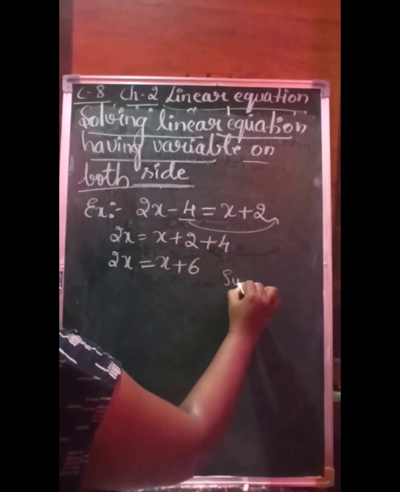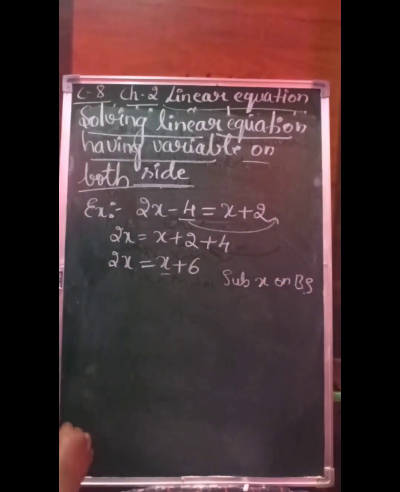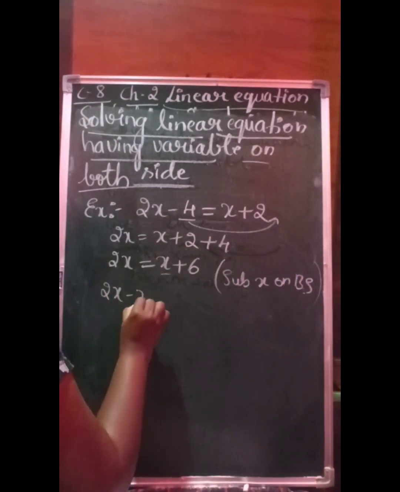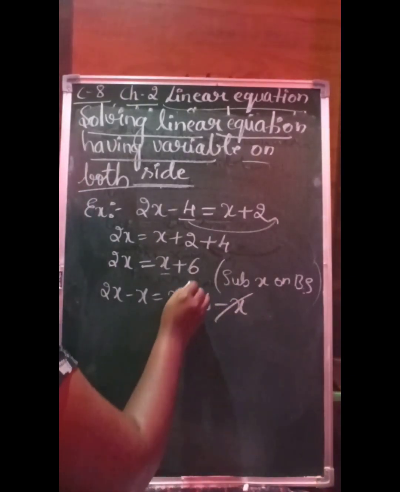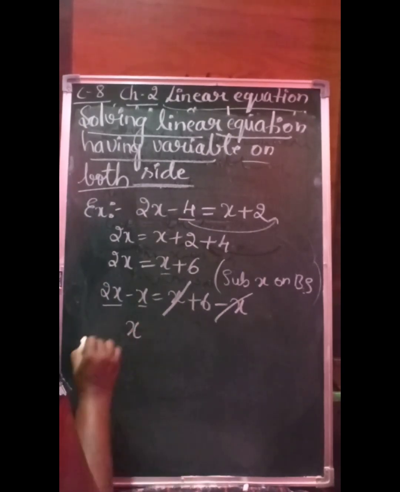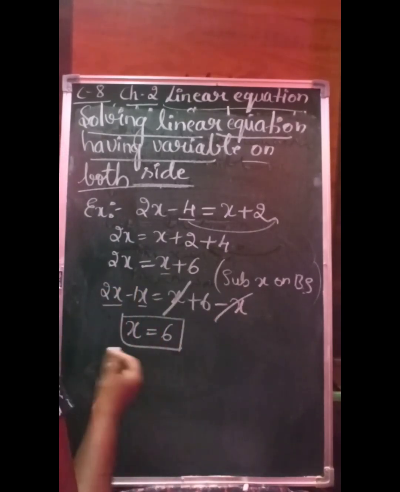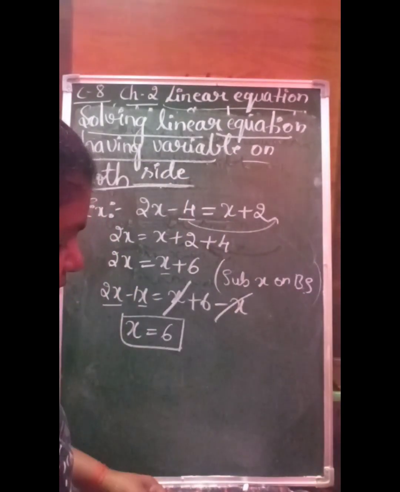Now I will subtract x on both the sides to cancel the x on one of the sides. So what will happen when you do this? 2x minus x equals x plus 6 minus x. So minus x plus x will get cancelled. Here 2x minus x is x, meaning 2x minus 1x. So 2 minus 1 is 1, and x is the common thing here. So you will get x equals 6. This is how you have to solve the linear equation having the variable on both the sides. This is the theory part of this chapter 2.